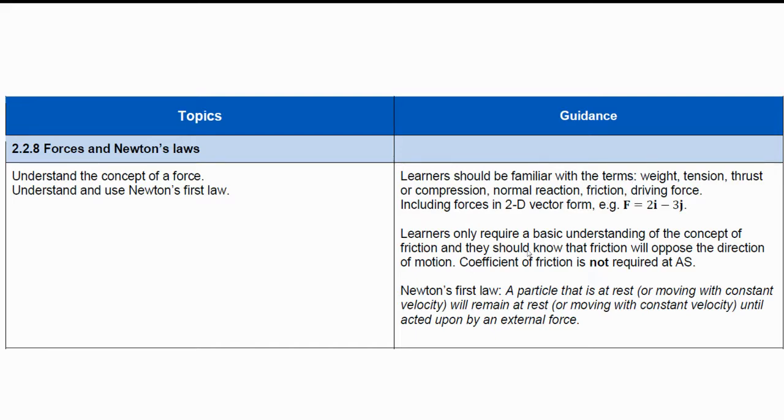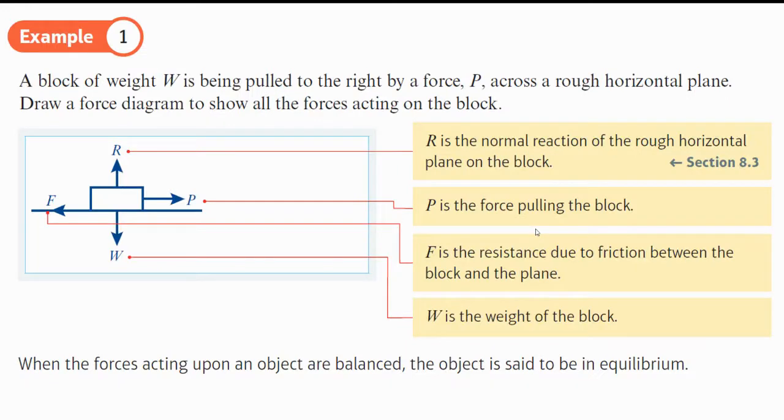And it says here as well that we've only got to have a basic understanding of friction. Okay, so you just got to know that it opposes the direction of motion. You don't need to worry about a coefficient of friction because depending on how rough or smooth the surface is, certain things can act in certain different ways. And so we've just got to have a basic understanding that it just opposes motion. Okay, so that's the scheme of work. Let's move on to have a look at some of the topics.